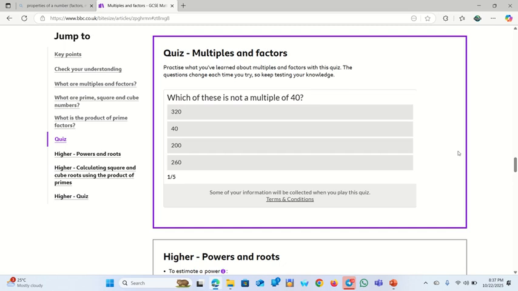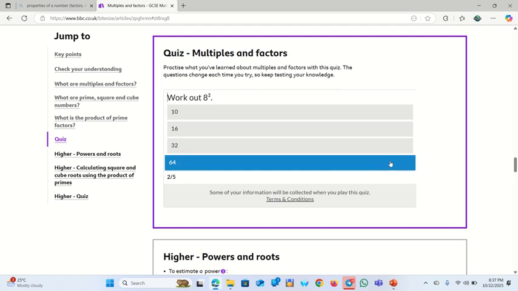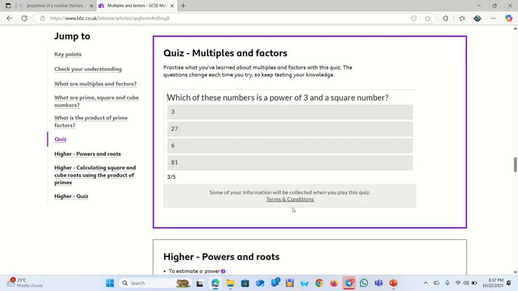200 and what? 260. 260, of course. That's the correct answer. Next question. 64. Sir, are you sure? Sir. Number 3.